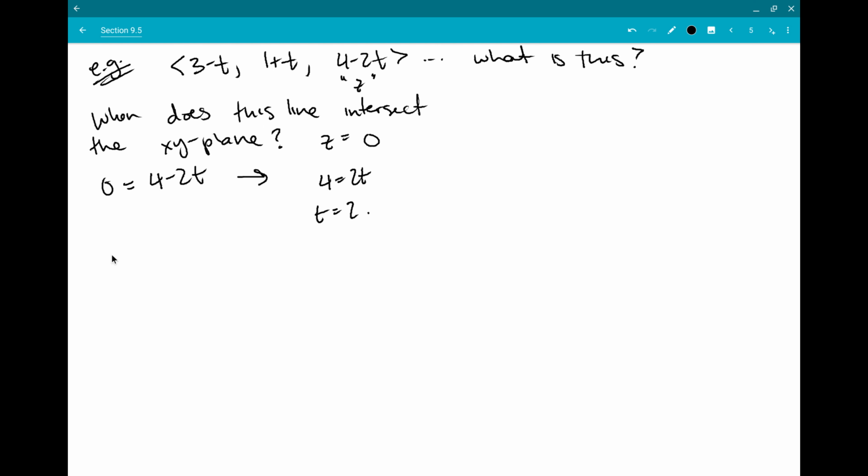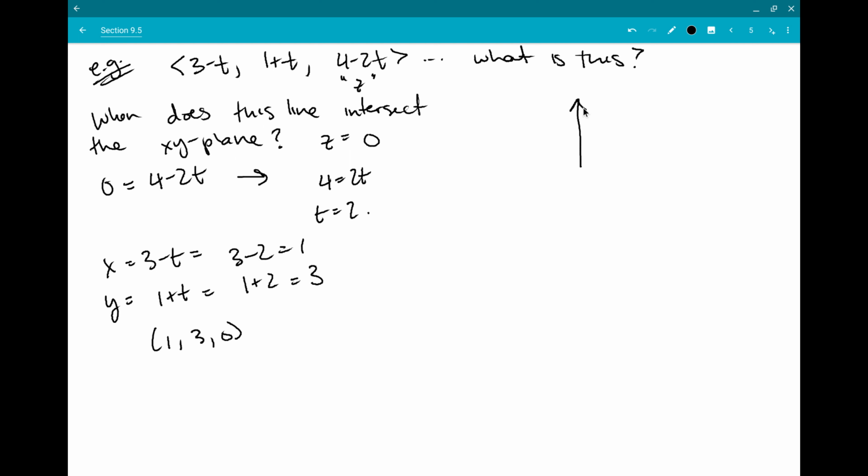So then my x is equal to 3 minus t. That's 3 minus 2, that's 1. And my y is equal to 1 plus t. That's 1 plus 2, that's 3. So when I'm at the point 1, 3, 0, I'm on this line, but I'm also in the xy plane.